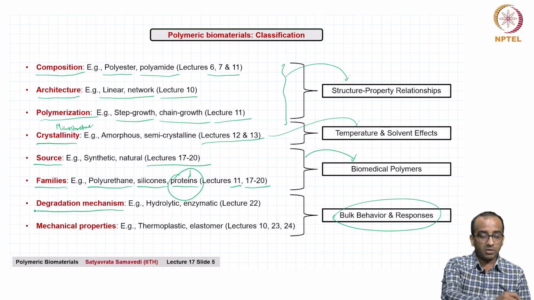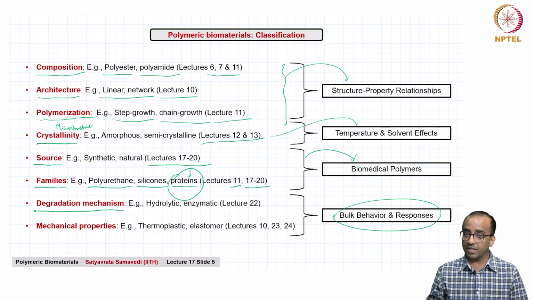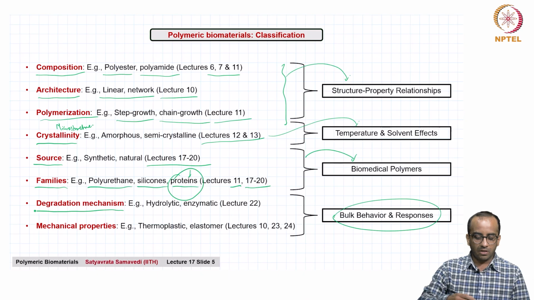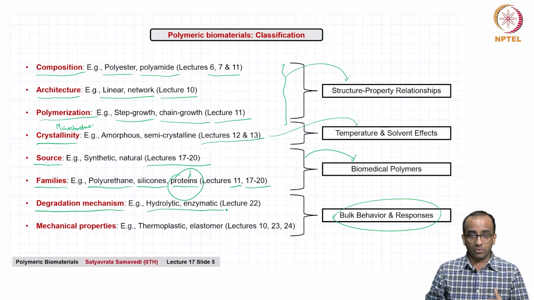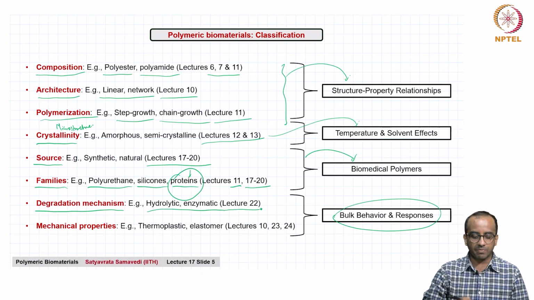So one way to think about bulk responses or behavior is to look at mechanisms of degradation, bulk degradation. So we have already seen that you can have polymers that degrade through ester hydrolysis, for example, or through enzymatic means. For example, if it is a naturally derived protein, proteases, which are enzymes, can degrade specific types of natural polymers which occur in the form of proteins. And that we will cover more in lecture 22, namely the degradation mechanisms.